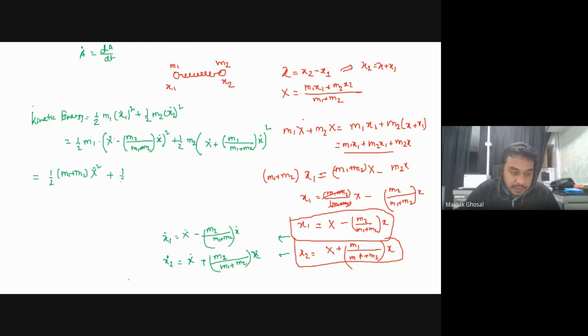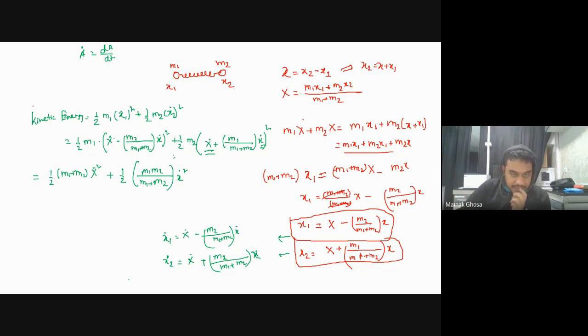half m1 m2 by m1 plus m2 this x dot square. Okay. So you can see here there is only two variables. Okay. So if you just rearrange this, you will get everything in terms of x dot, small x dot and capital X dot.